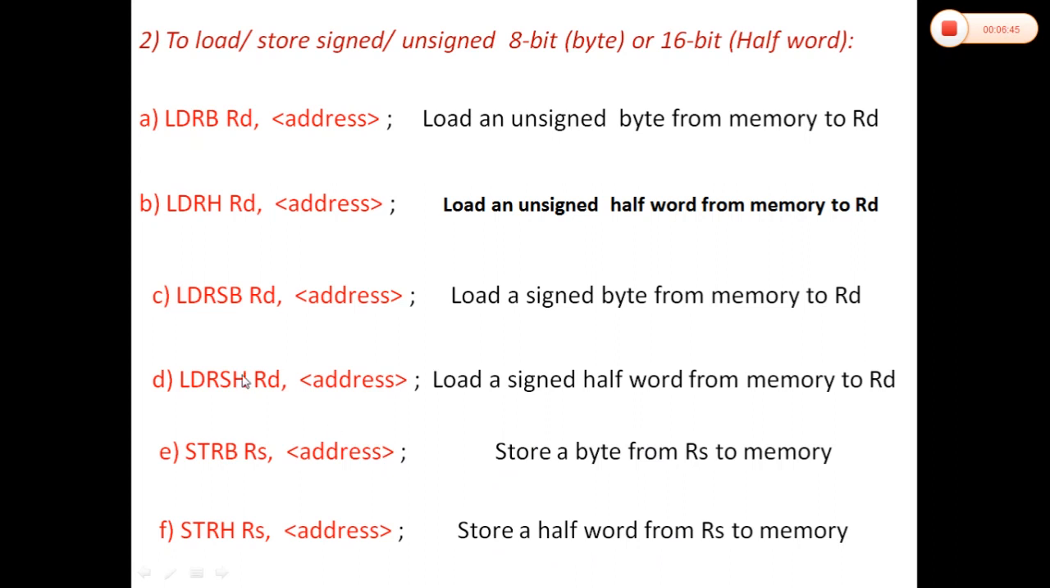But for the load operation, separate instructions are available for loading an unsigned byte or half word, and separate instructions are available for loading a signed byte and half word. The instructions that we have discussed up till now are capable of transferring only one word or one byte or one half word between a single register and memory.